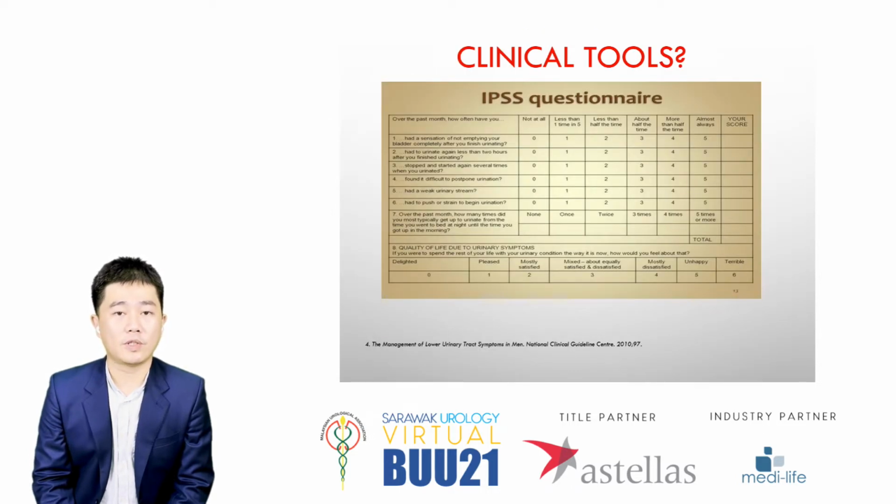So what are the clinical tools available for us to assess this patient in clinic? I'll start with an IPSS questionnaire, which stands for International Prostatic Symptom Score, in which all the patient's symptoms are graded according to frequency, as well as severity. And in addition to that, the impact on the patient's quality of life.